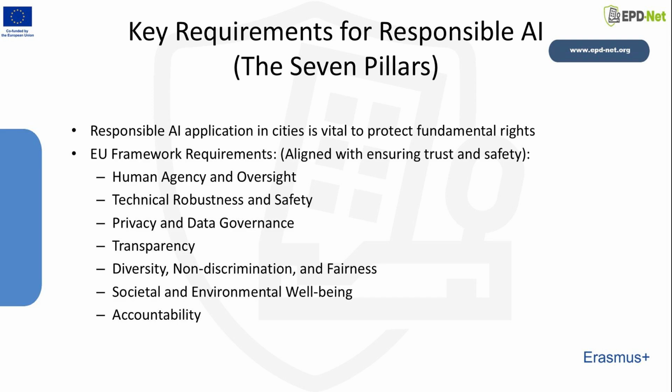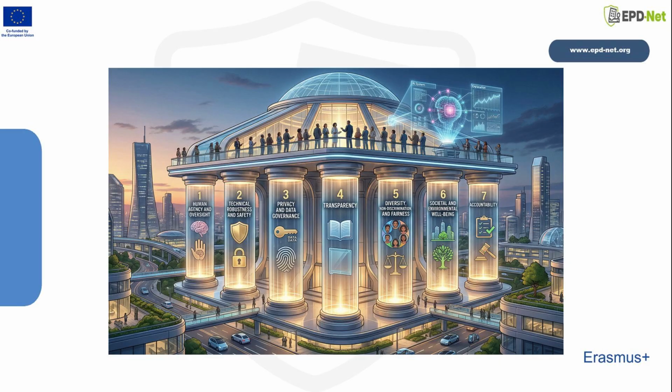Second, technical robustness and safety. This addresses traditional security, ensuring technologies are protected against hacks and vulnerabilities. Third, privacy and data governance. A focus on privacy by design is needed to enforce a citizen-centric approach to data collection. Fourth, transparency. Users must understand how AI systems reach their decisions.